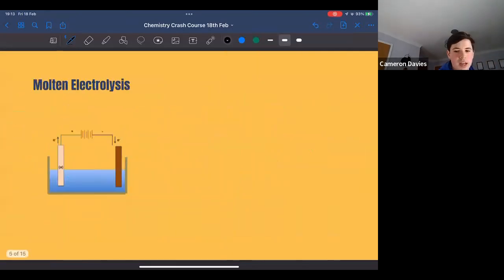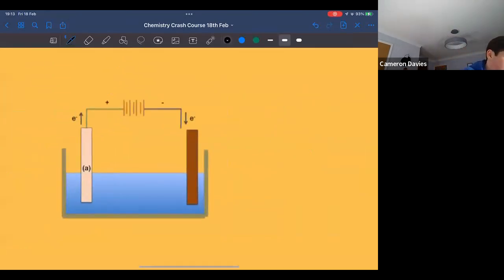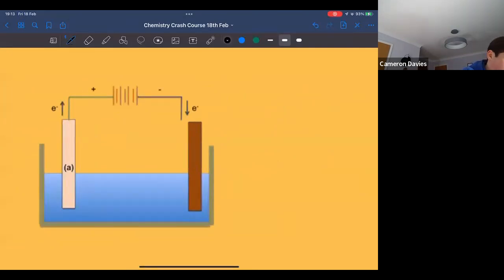Moving on, we're going to have a look at two types of electrolysis. We're going to look at something called molten electrolysis, and then we're going to look at electrolysis in aqueous solutions as well. So looking at molten electrolysis, this is the easier version. So we're just, again, dealing with sodium and chloride ions.